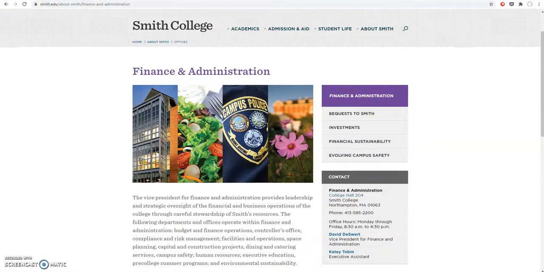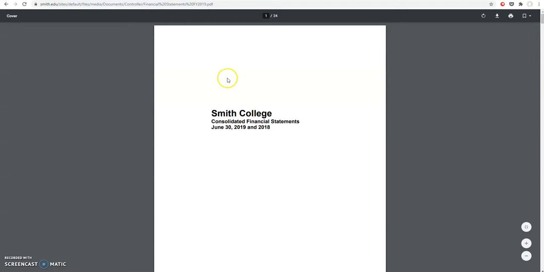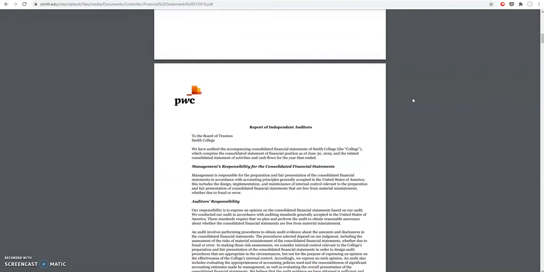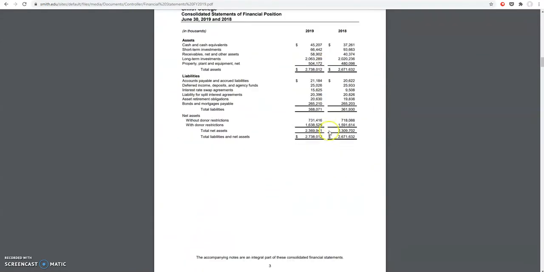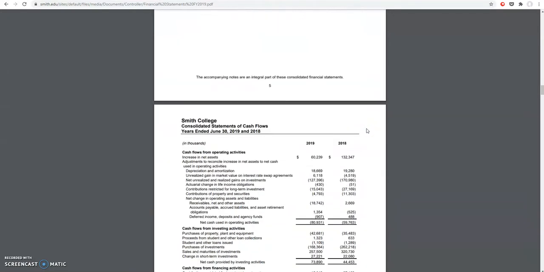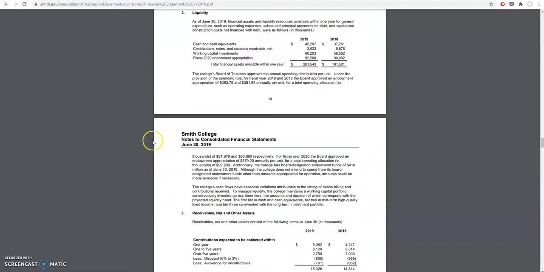At the bottom, you'll find the college's financial reports. Let's click on the most recent. And you can scroll through it and find all kinds of information: a breakdown of assets, sources of operating revenue and cash flows, allocation of assets and investment, data on property, bond obligations, and more. So for example, let's go to pages 12, 13, 14.